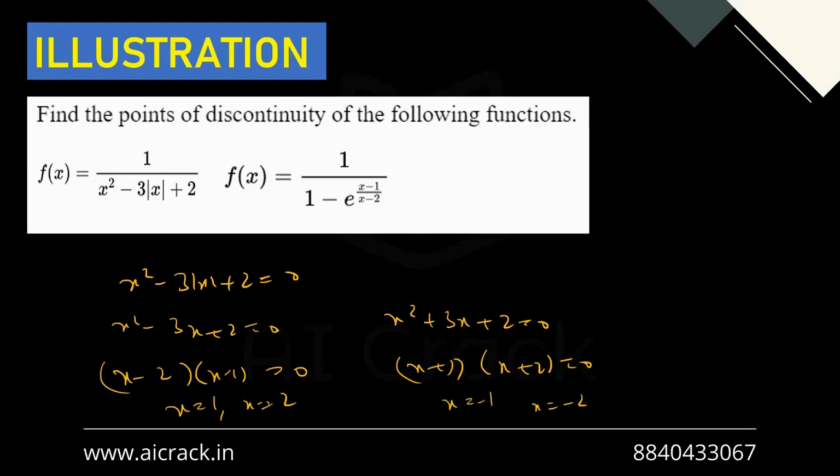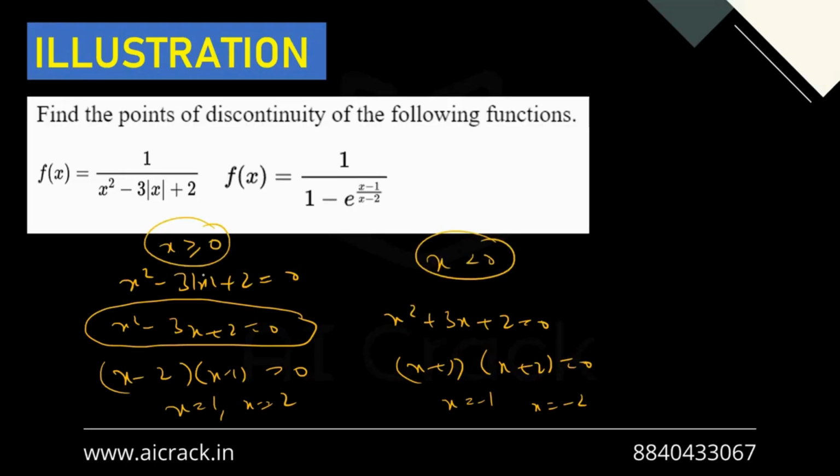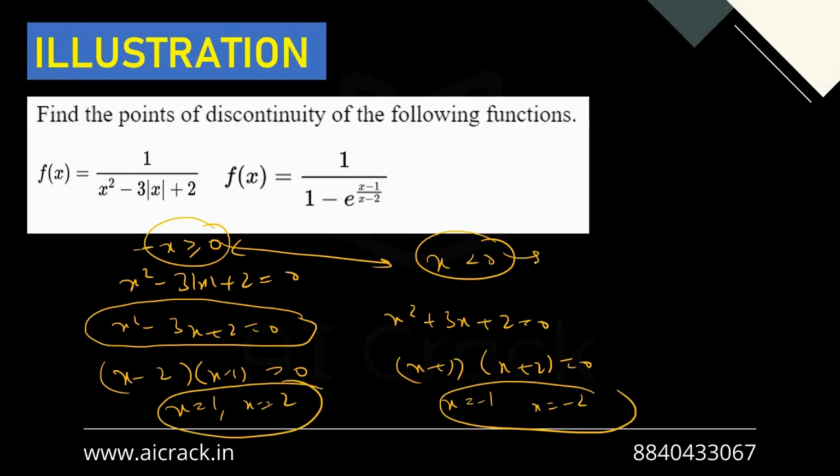Now, the important thing is, when we're opening this bracket as positive, we're assuming that x is greater than or equal to 0. For this case, we're assuming that x is less than 0, because over here we are opening up the modulus with a positive sign, and over here with a negative sign. So we have to assume these conditions before opening up these brackets. And now the values we've got over here, 1 and 2, satisfy this condition, and minus 1 and minus 2 satisfy this condition. So that's why we have 4 points for this function to be discontinuous, right? 1, 2, minus 1, minus 2.